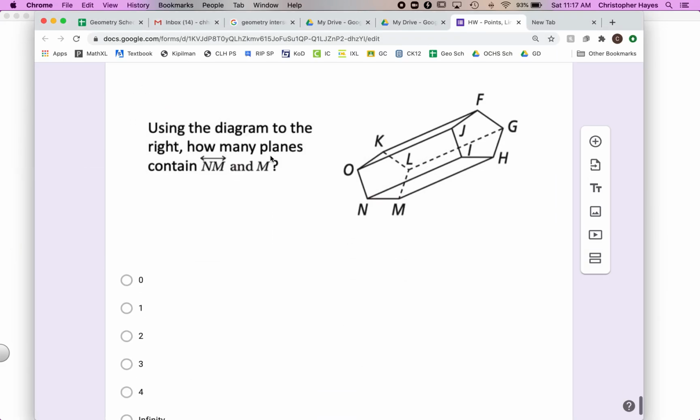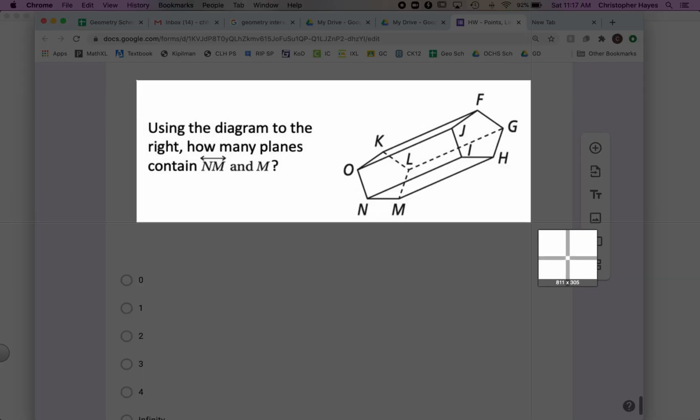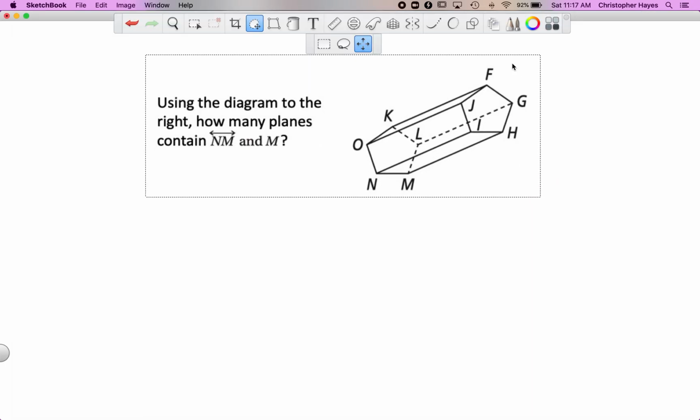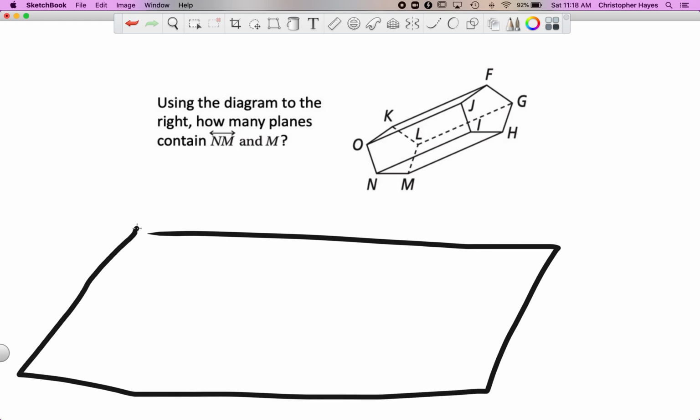Okay, and the final homework problem you have is this one. It looks very similar, but let's see how it's a little different here. Okay, here's my problem. Once again, I've got a plane. Draw my plane here. Okay, and now I have NM, so this line right here, and point M. So again, as we said, a plane needs 3 points. So whatever, 1, 2, 3. There's only one plane that has these three points in it.